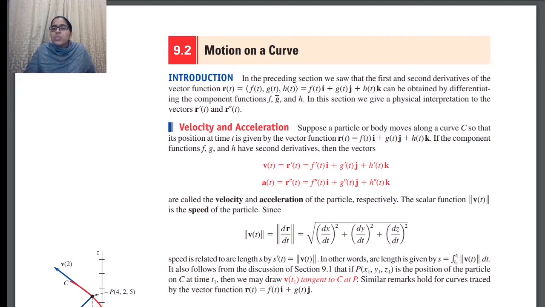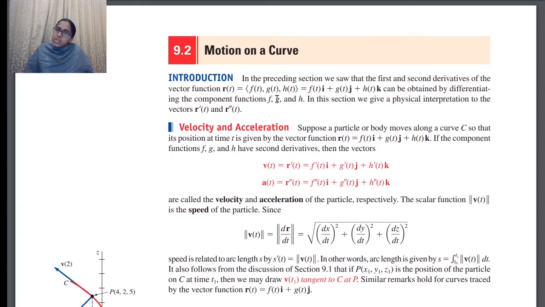Suppose a particle or body moves along a curve C so that its position at time t is given by the vector function r of t equal to f of t i plus g of t j plus h of t k, and if these component functions f, g and h have second derivatives, then the vector r dash of t equal to f dash of t i plus g dash of t j plus h dash of t k, which we denote by v of t, is called the velocity of that particle, and the vector r double dash of t equal to f double dash of t i plus g double dash of t j plus h double dash of t k, which is denoted by a of t, is called the acceleration of that particle. So this is how we define the velocity and the acceleration.